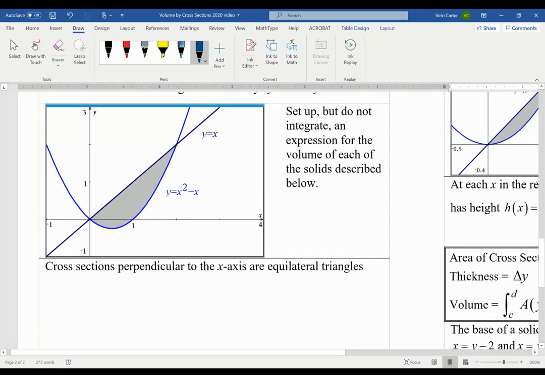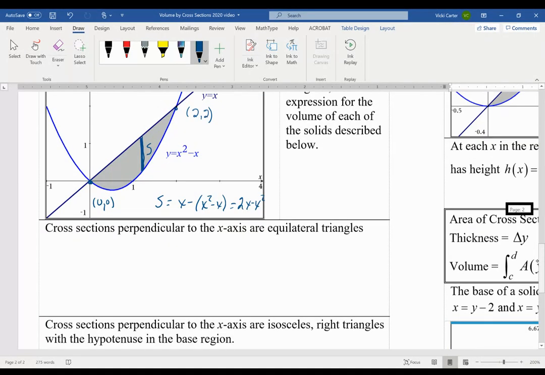All right, nothing has changed. This is the same picture as the previous page. So this is still 0, 0, and 2, 2 as our intersection points of the 2 curves. I'm going to do the same thing I did before. I'm going to represent a sample slice here. So this is a slice. No change. My slice is still 2x minus x squared, which is still 2x minus x squared. So that hasn't changed. But now we've got equilateral triangles.